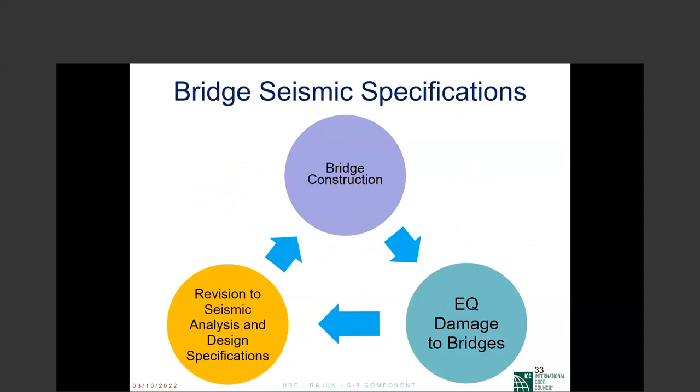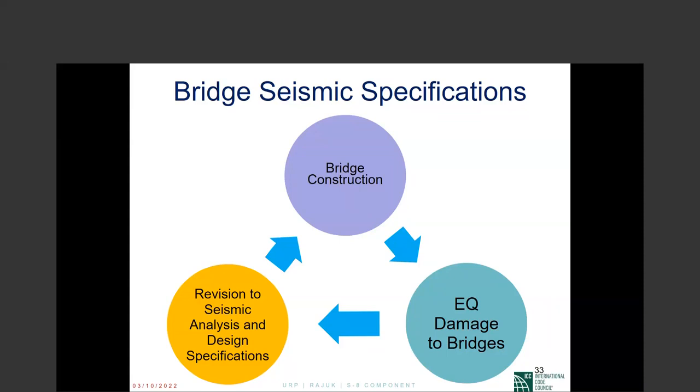So that's how we learn. We learn from the damage to the bridge, and then after the damage, as I told you before, we investigate what happened, and then we reflect on what the code was at that time and what things we need to change, and we change the code. And we either wait for the next earthquake to come, or we do experimental testing inside the lab, and we will be able to see how these new details would behave, and we will change the construction.